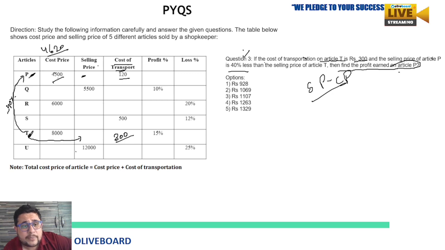But selling price we also need. Then only we can take the difference. For that we need to calculate the selling price of article T. So for article T, we have the cost price. Okay, we have the cost of transportation. Yes, they have given it in this question. This is the demand of this question actually.